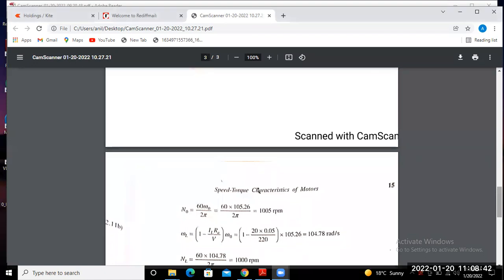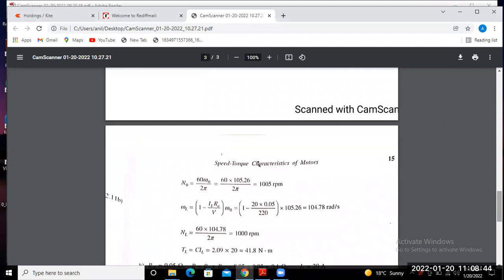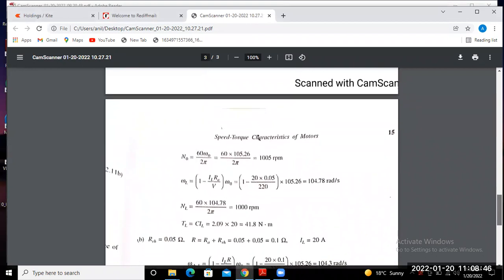Okay. So just put here the value of omega 0 equal to 105.26, and armature current equal to 20 ampere, and armature resistance is 0.05. Okay. And if you simplify, then it will be converted in radian per second, that is 104.78. And again, if you want to convert in revolution per minute, that means full load is equal to 60 into omega L by 2 pi.